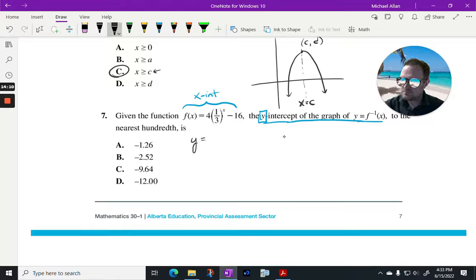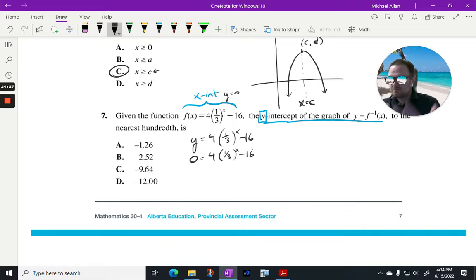So here's my graph. To find the x-intercept, we make y equal to 0, right? So make y equal to 0. Okay. And then we just start manipulating the formula, trying to get x by itself. The problem is it's in the exponent, but we start off by, say, adding over the 16 here, dividing by 4.